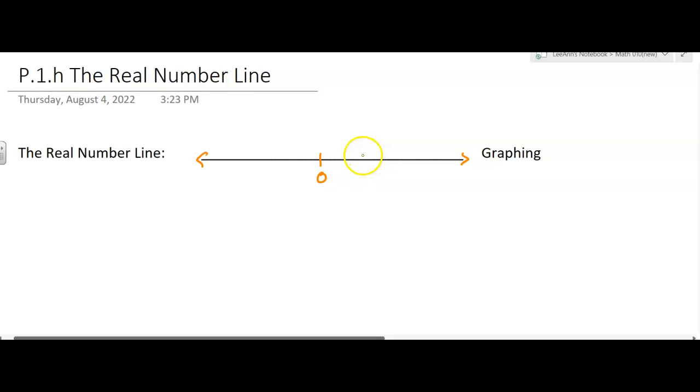Now, I'm going to make these fairly large marks. You don't have to do that. Sometimes you're going to want fairly small marks, but this will work for what we're doing.